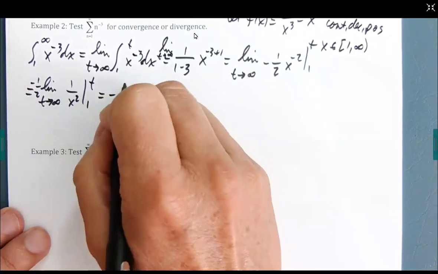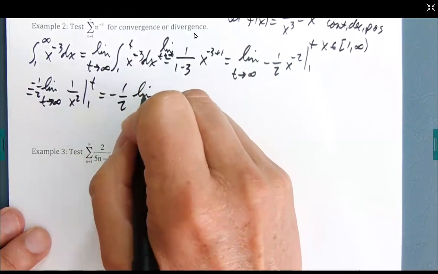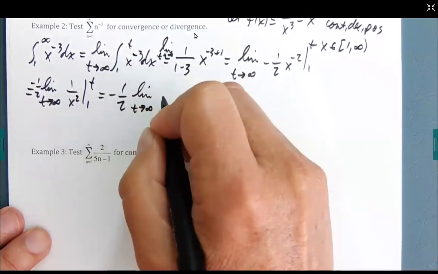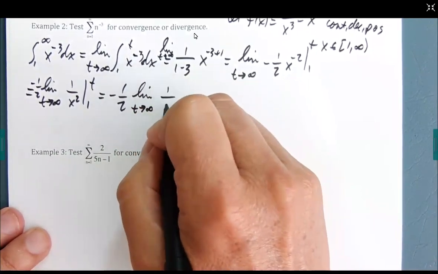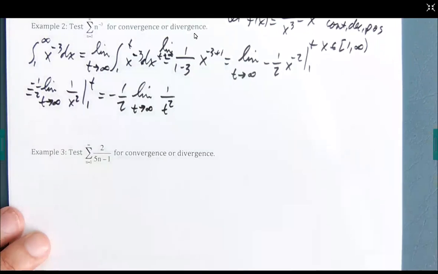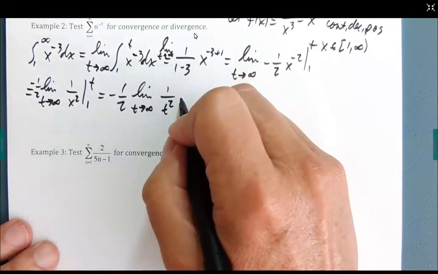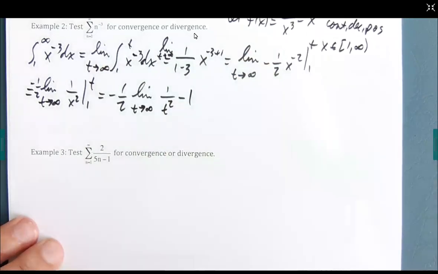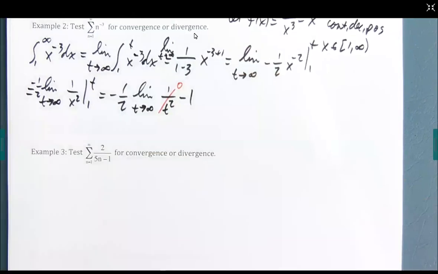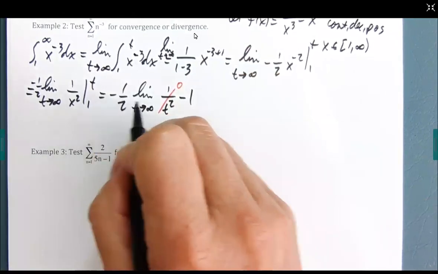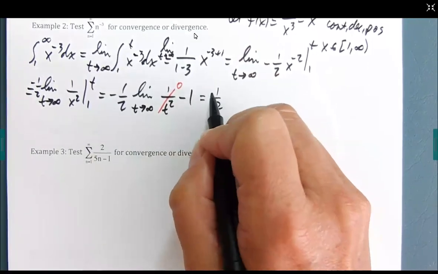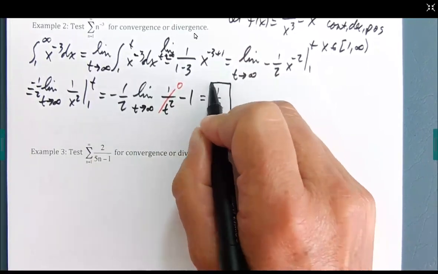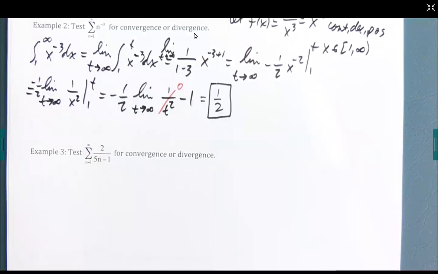So we get negative 1/2 limit as t goes to infinity of 1 over t squared minus, and then 1 squared is 1, of course. This part here goes to 0. And here we have negative 1 half times negative 1, so this is just 1 half. No problem.